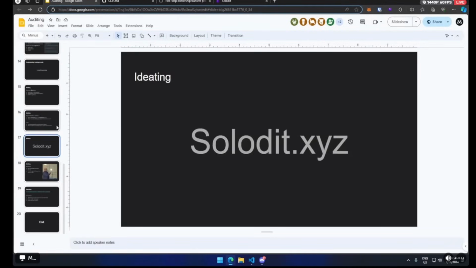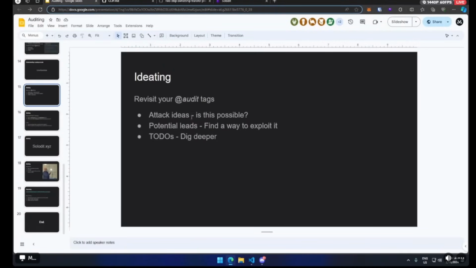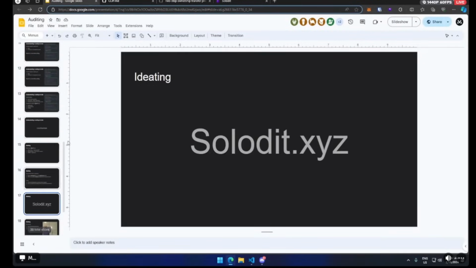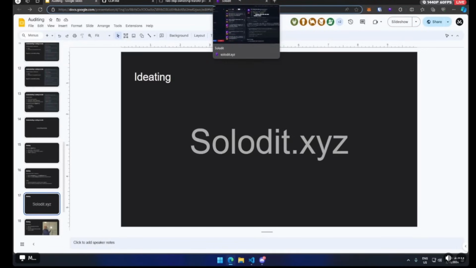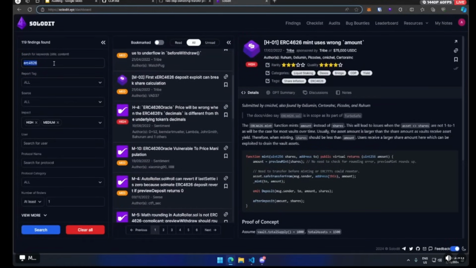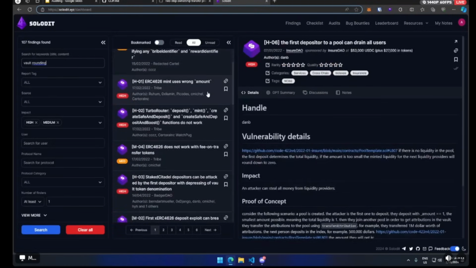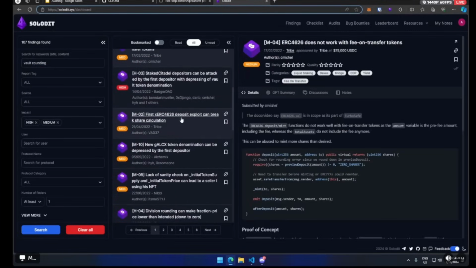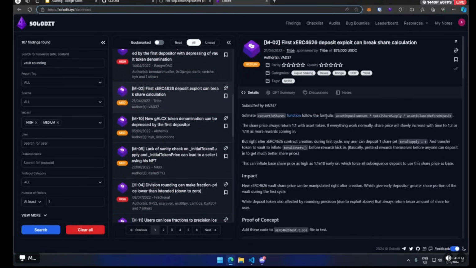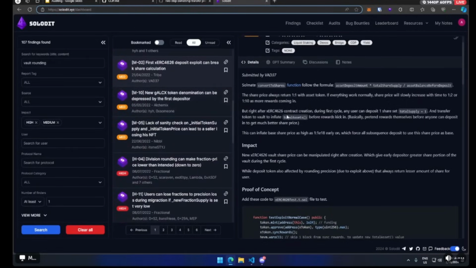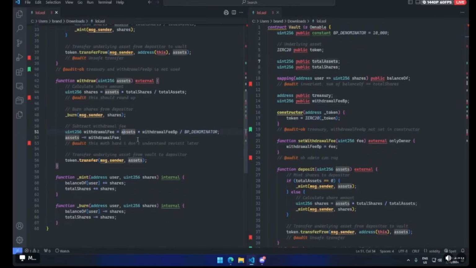Instead, what you should be doing is, after you have played around with the code a lot in your head in this auditing phase, and you have gained a lot of understanding of the code in your understanding phase, now you look at Solodit and try to gain inspiration for what kind of attacks might work. So when you Google something like vault rounding, because you know there's a rounding problem, you look through all of these and see whether maybe one of them explains a way to exploit the rounding, and you can see whether it applies to your code base or not, and whether it will work or not.